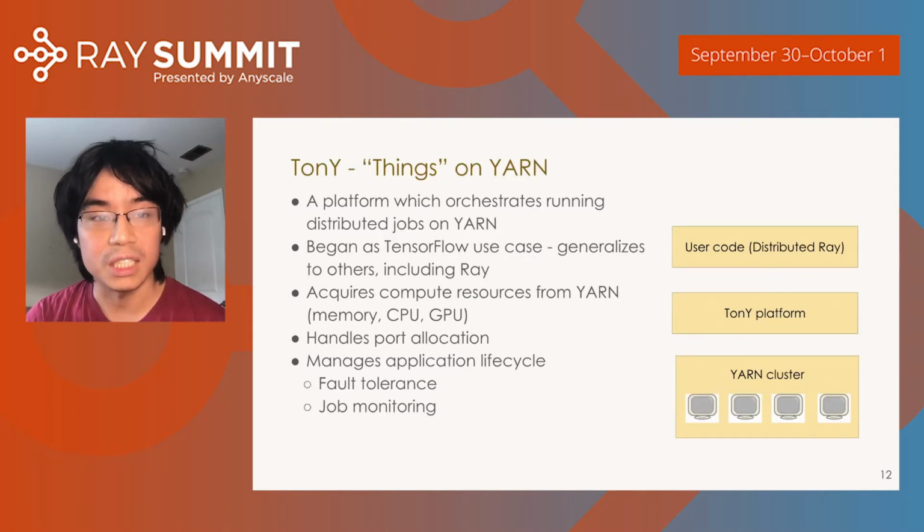So Tony is a generic platform that we use for requesting compute resources on behalf of the user from the Yarn cluster, which includes resources such as memory, CPU, or GPU. We have also handled tasks such as port allocation within Tony itself so that the user running their distributed Ray application doesn't have to worry about that. And then Tony will also handle some application lifecycle monitoring, such as fault tolerance and monitoring the status of the job.